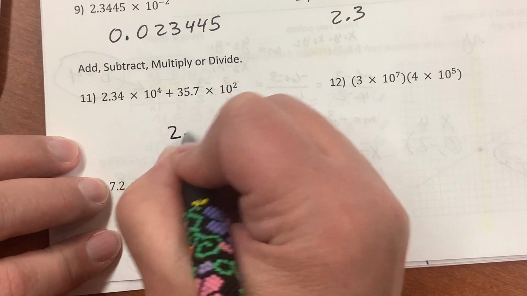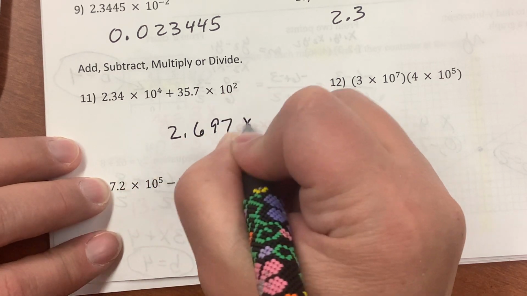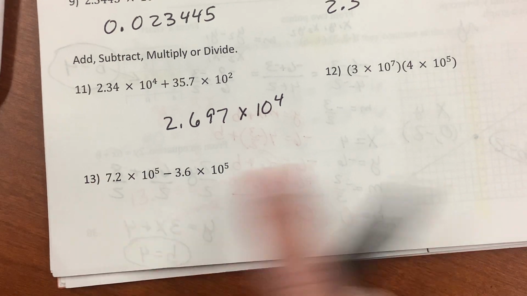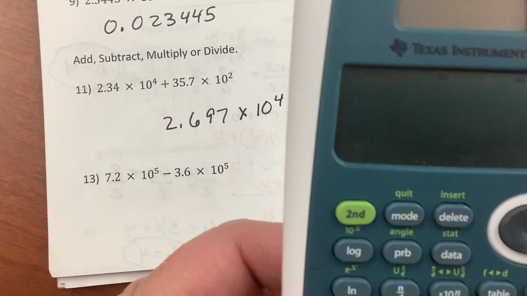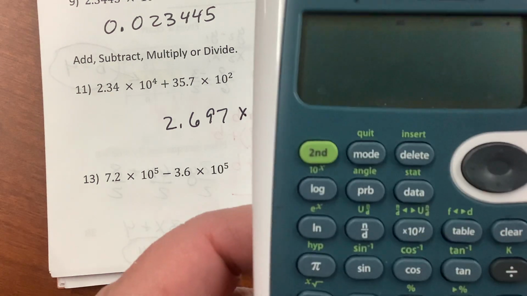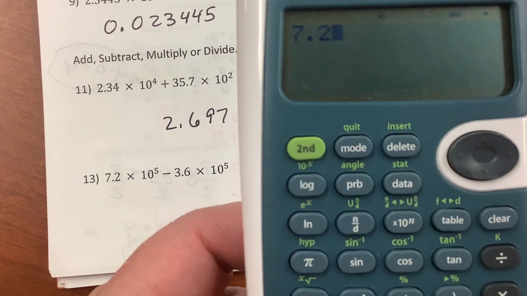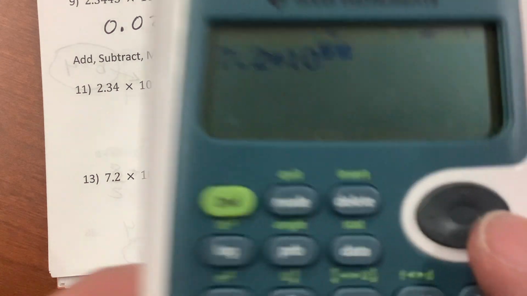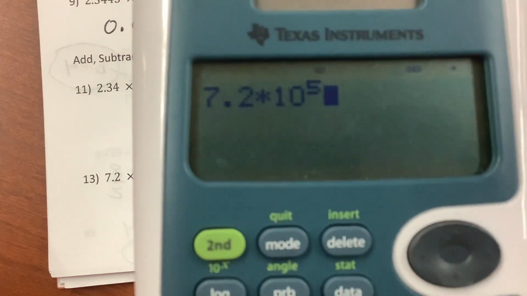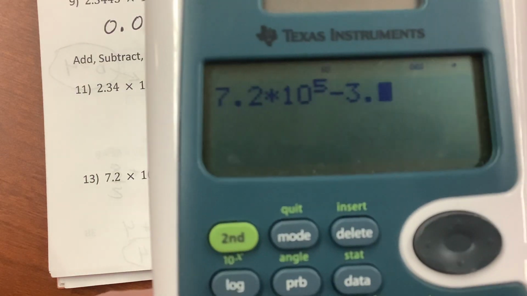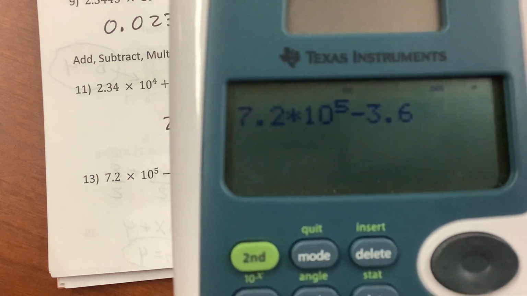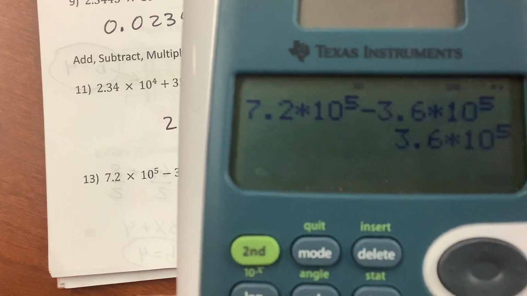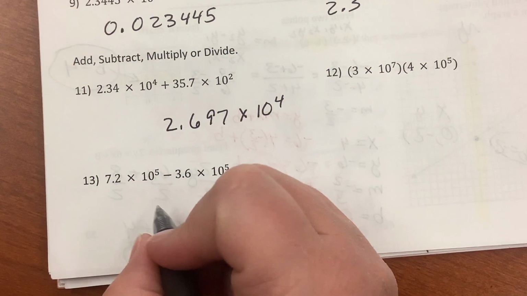So 2 and 697 times 10 to the 4th, and next one, same thing. I'm going to keep using this button here that's 10 to the nth power. So I put in the coefficient, press times 10 to the nth power, and get off of the exponent before I put in the subtraction sign, put in the coefficient, 3 and 6/10, times 10 to the nth, to the 5th power. Ba-bam, 3 6/10 times 10 to the 5th power.